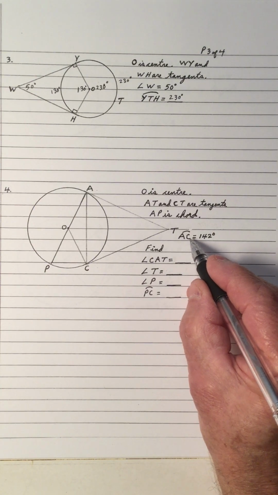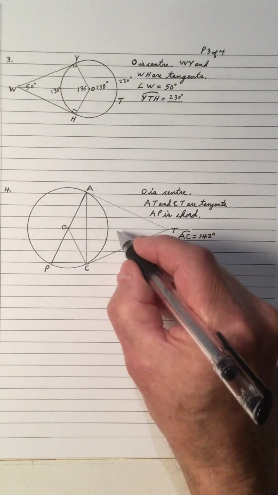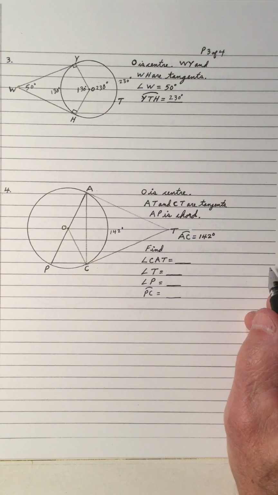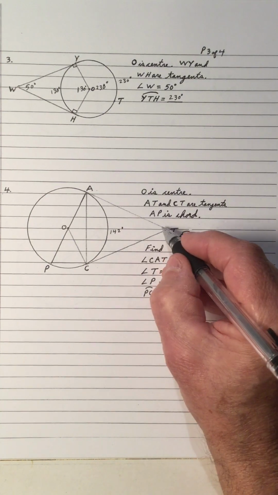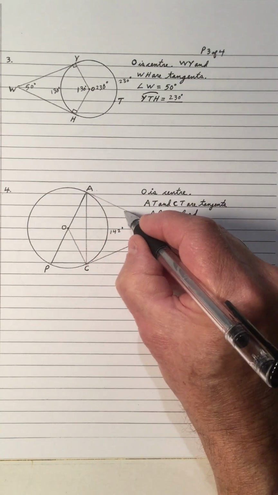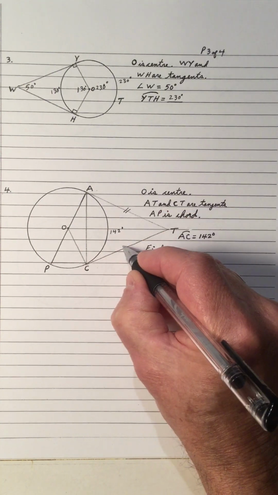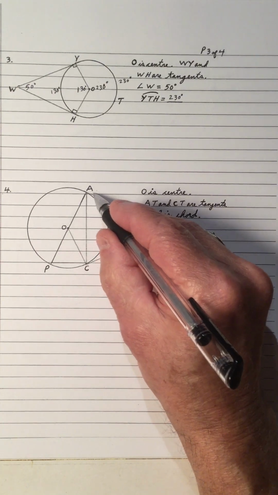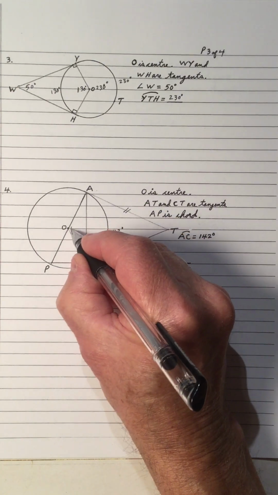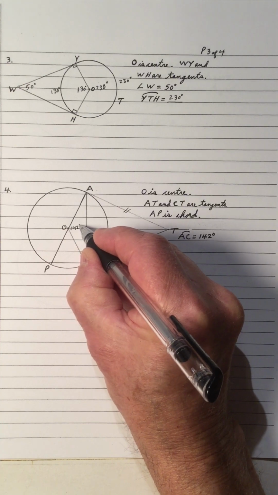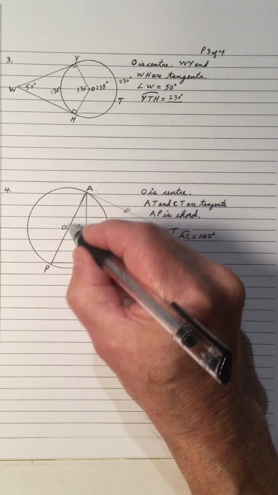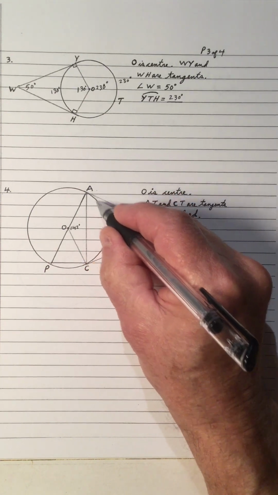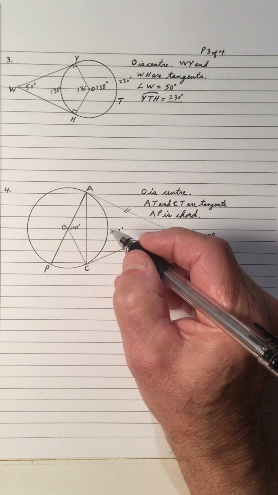And we're told that the arc AC is 142. So let's take it from here. We have two tangents coming from a common point T, so this tangent is equal to this one. So what happens? We have an arc. This central angle here is 142, because the central angle AOC intercepts this arc AC. So this arc and the central angle have the same measure.